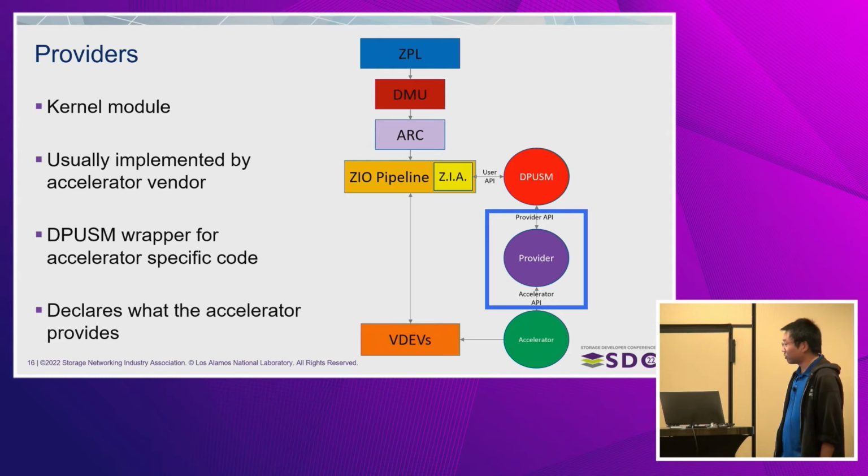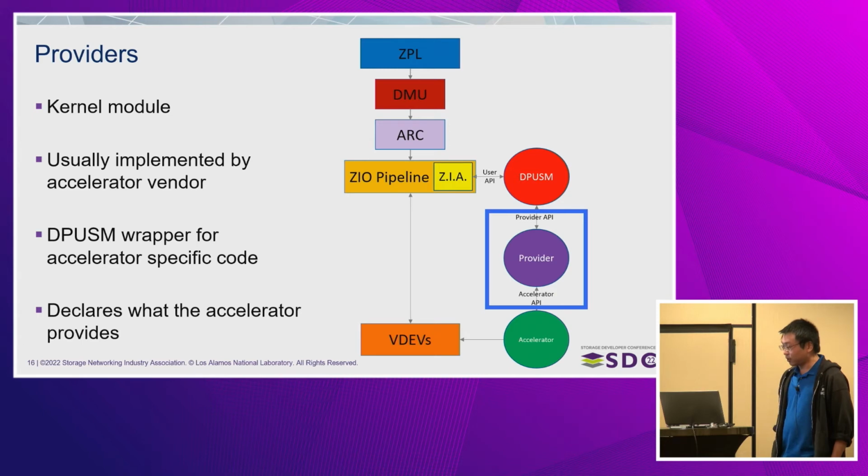Next, we go to providers, which are also kernel modules. We expect these to be implemented by accelerator vendors since they know their API best. Sometimes they wish to keep their API private or secret. Whatever the case, we generally expect vendors to implement them. A provider is effectively a translation layer between the accelerator's custom API and the DPU-SM's API. And providers simply declare generic functions such as compression or checksumming.